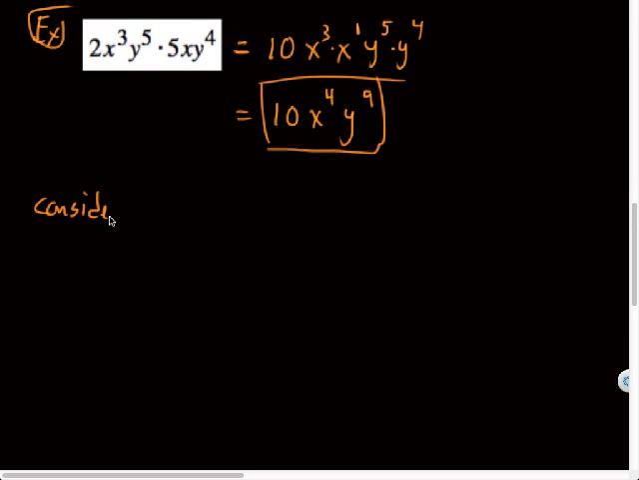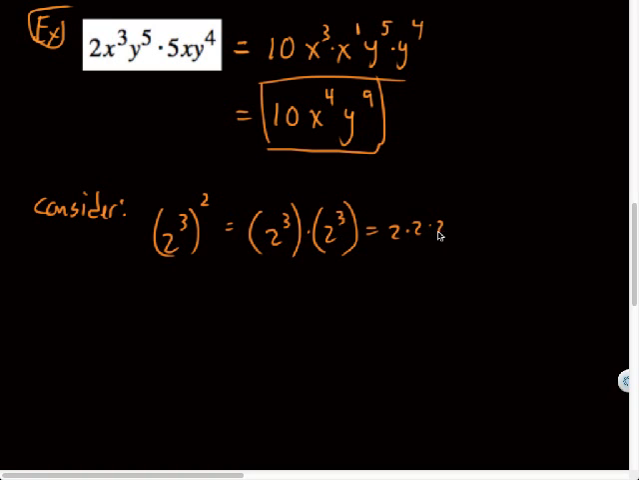Consider the following. What if I've got 2 to the 3rd all squared? What does it mean to square something? Multiply it by itself, right? So like kind of total it twice. So this would be this, right? That means just 2 cubed times 2 cubed, or 2 times 2 times 2 multiplied by 2 times 2 times 2, right?